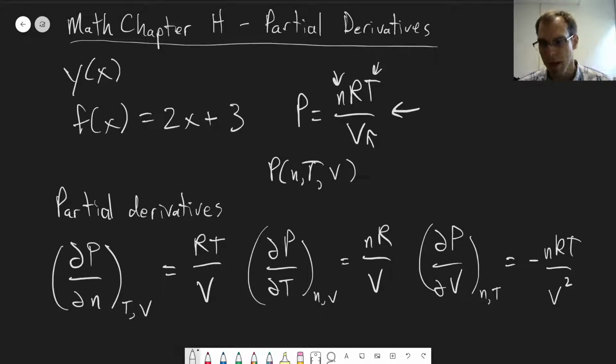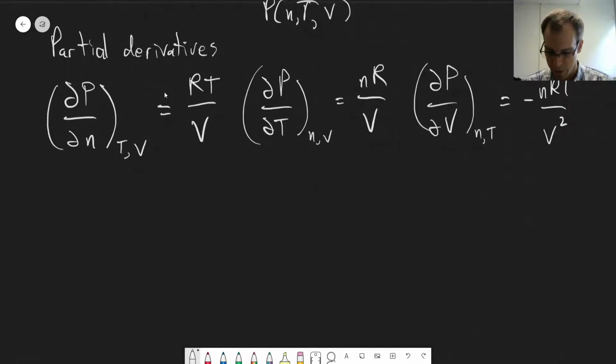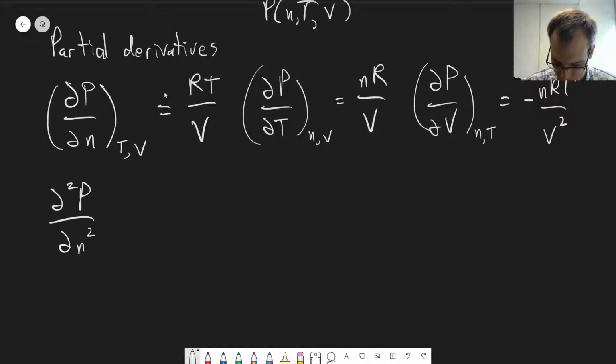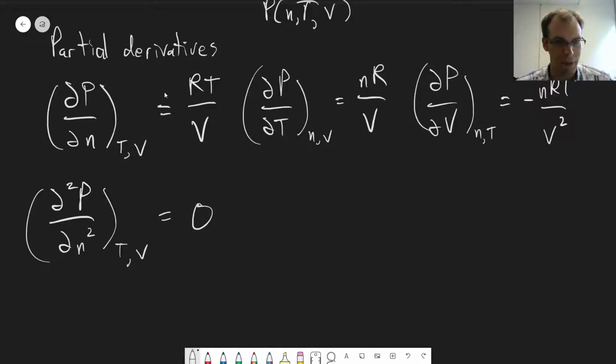Then if we want to do second derivatives, it's the same thing in terms of just writing notation. Let's say we want to do the second derivative of P with respect to n. We write it this way, and in this case, that would give us 0 because there's now no n left behind. We could do this for the other ones as well. One follow-up to the idea of second derivatives is what we call cross derivatives, and these will show up later in the class. So we'll go ahead and cover them now, just for completeness.